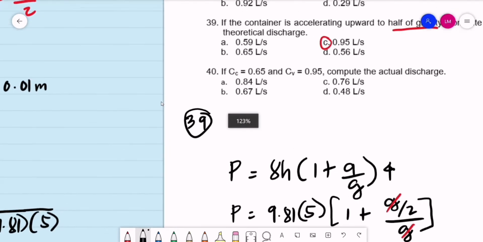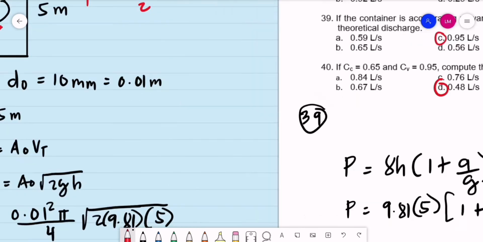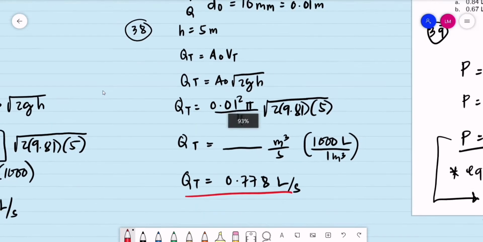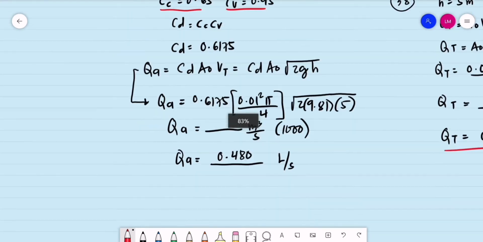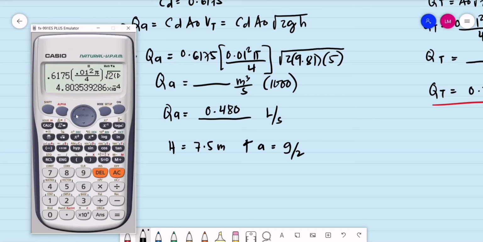So, 0.48, letter D tayo. Pero tingnan natin, paano kung yung nag-a-accelerate siya pataas? Kung nag-a-accelerate siya pataas, ang gagamitin naman natin doon is yung total head kanina. Yung head is equal to 7.5 meters. Kung nag-a-accelerate siya upward at yun yung G over 2. So, pwede natin i-edit yung value na yun kanina.